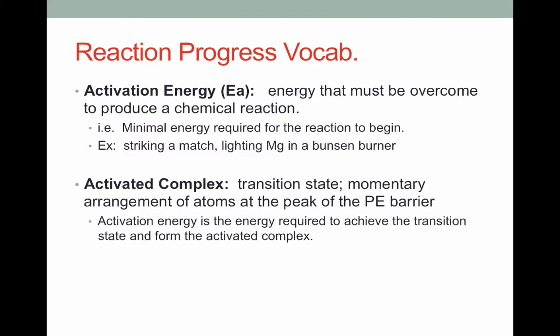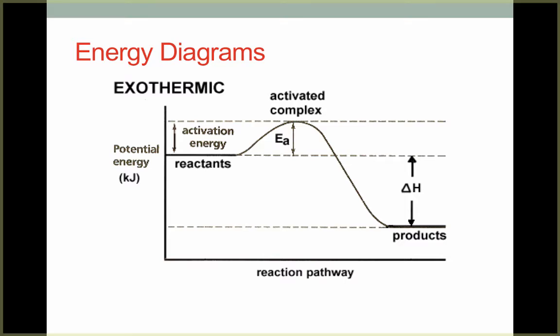The activated complex is a transition state. This is a temporary arrangement of atoms that occurs at the peak of the potential energy barrier. The activation energy is essentially the energy required to achieve this transition state. Let's look at this on a diagram.